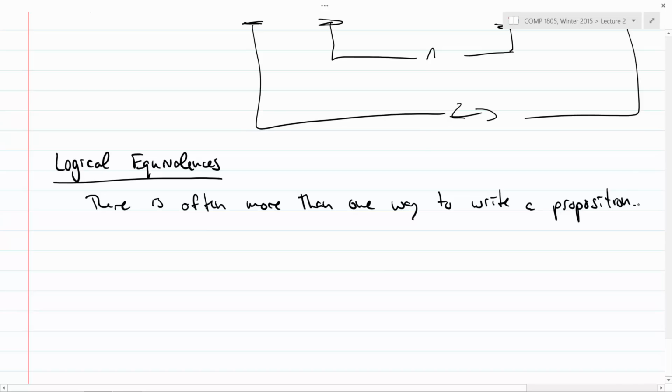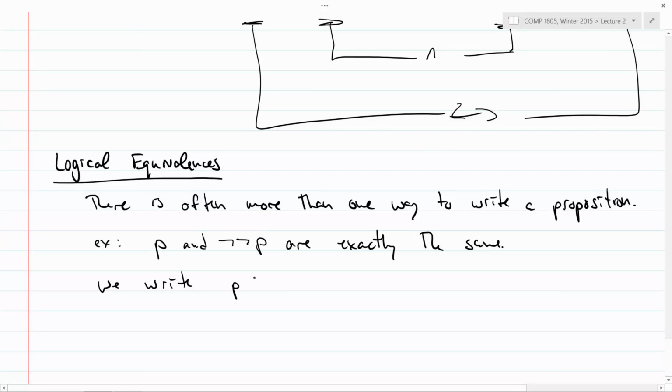All right, so as an example, P and not not P, that means exactly the same thing, right? If you negate something twice, or do a double negation, then it's the same thing as the original. So we have special notation for this. We write that P is logically equivalent to not not P.